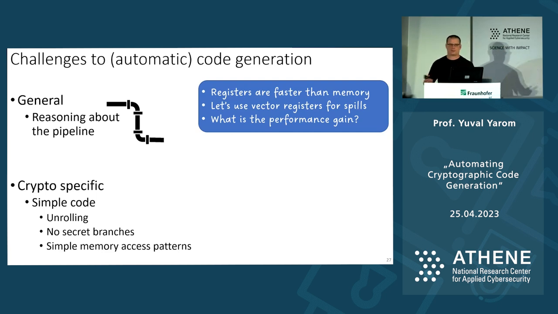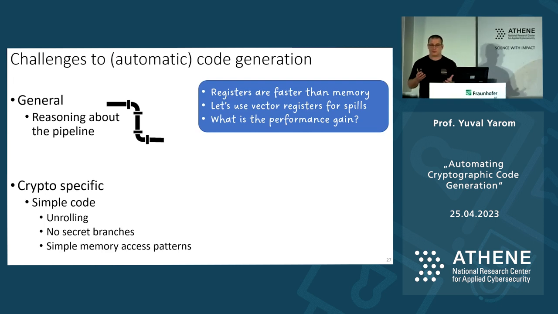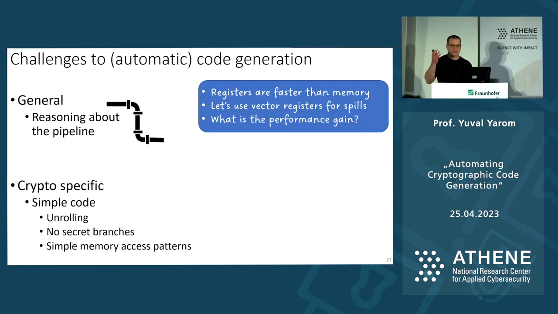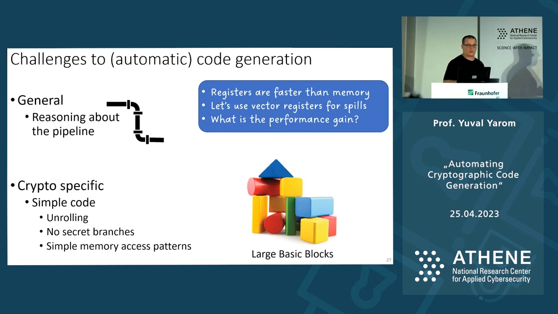I have a few papers just because of that, on secret branches. And we have simple memory access patterns, both because we cannot have memory access patterns that depend on secrets, and because we want to be able to analyze the code. So we end up with code that we understand quite well. It's relatively simple. It has large basic blocks, large sequences of instructions with no branch, just code execution.